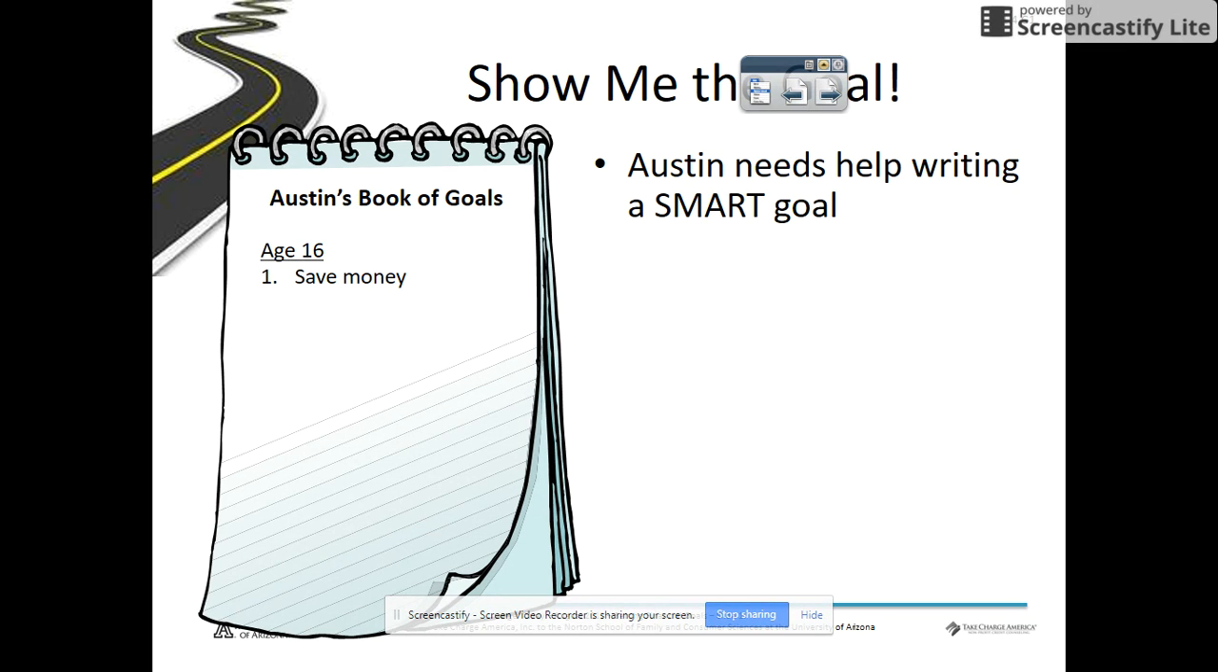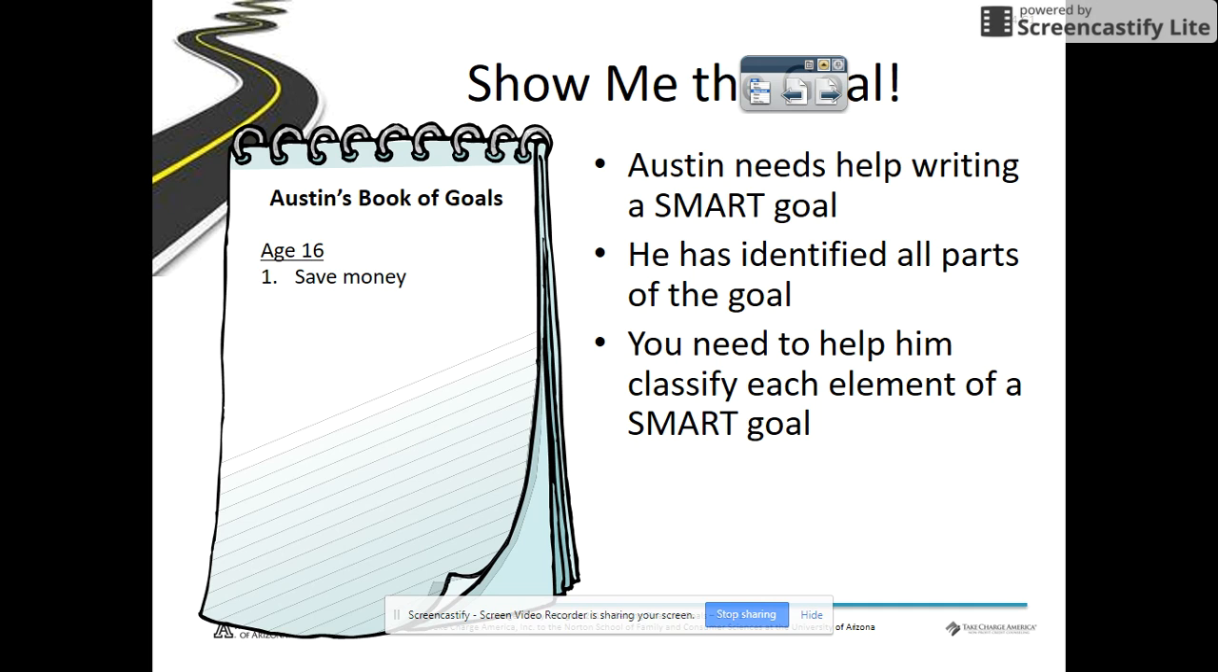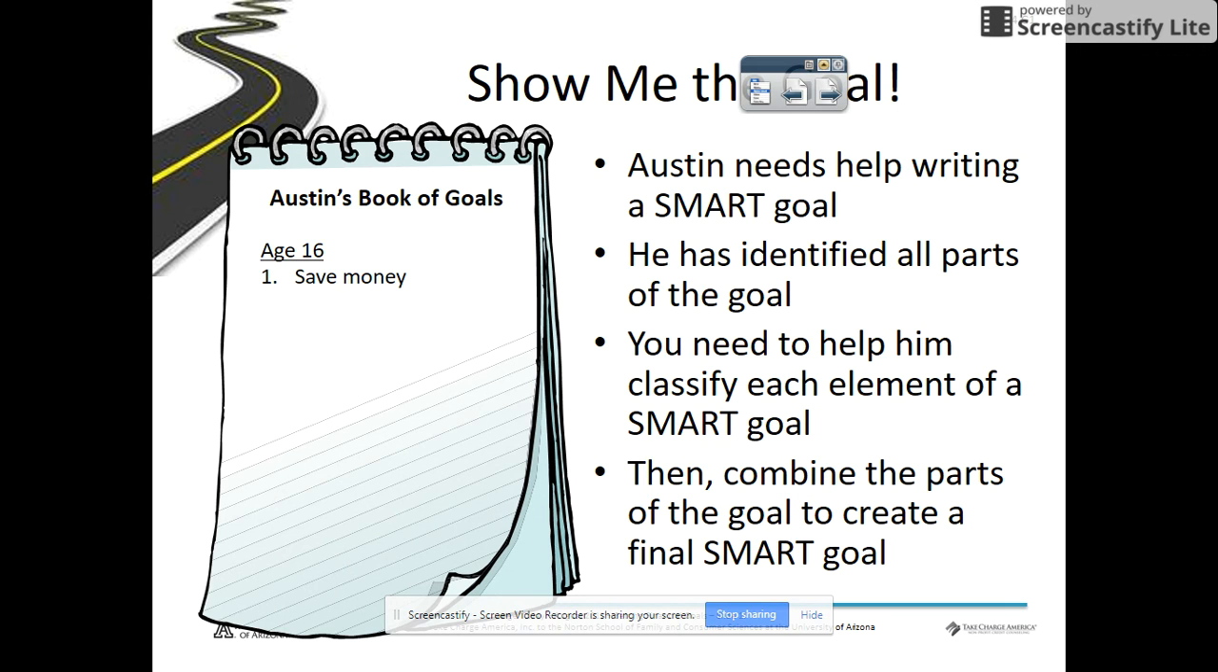Okay, so we have someone named Austin. He needs help writing a SMART goal. He's 16. He saves his money. He has identified all parts of his goal. What we need to do is help him classify each element of a SMART goal, and then combine all the parts together to create our final SMART goal.